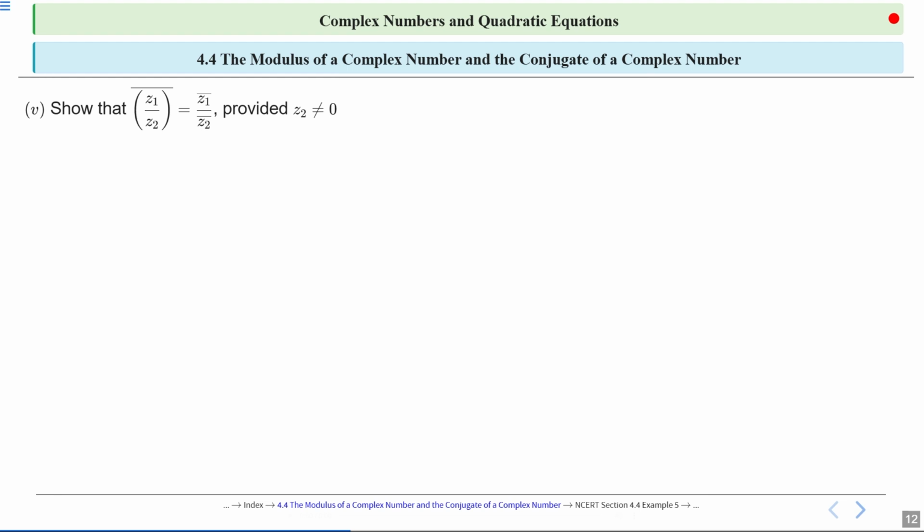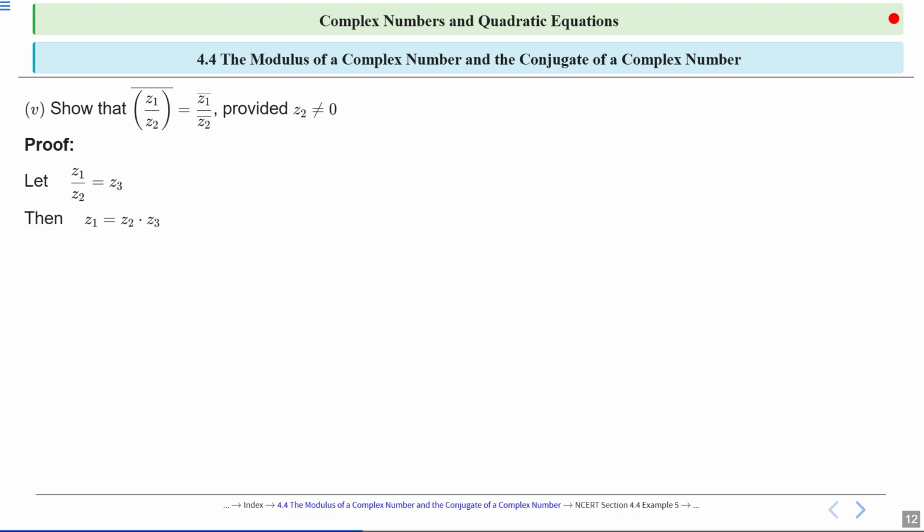Now let's look at another property, that is conjugate of z1 divided by z2 equals conjugate of z1 divided by conjugate of z2, provided here z2 is not equal to 0. We will prove it step by step. Let's start the proof. First, let's introduce a new variable to make things easier. Let z1 divided by z2 equal z3.